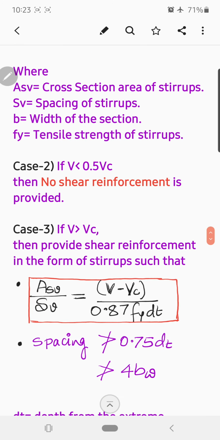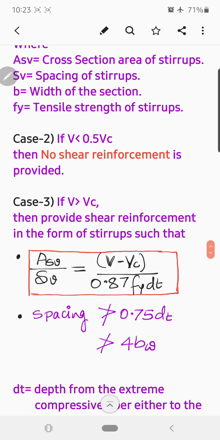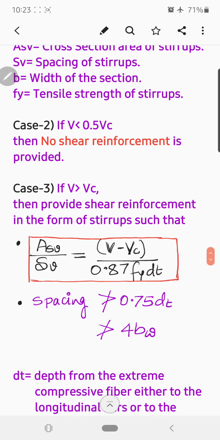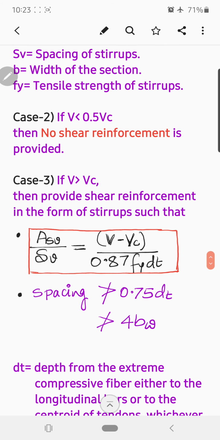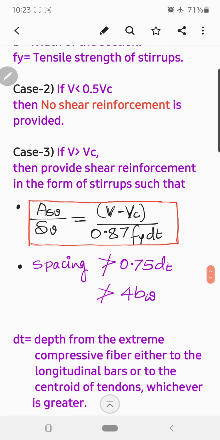Case 3, V is greater than Vc. So if V is greater than Vc, then you have to provide shear reinforcement. That means if the shear force is greater than the shear strength of concrete, then we have to provide the shear reinforcement in the form of stirrups such that Asv by Sv is equal to V minus Vc divided by 0.87 fy into dt. So the remaining extra shear force, V minus Vc, has to be resisted by the stirrups.